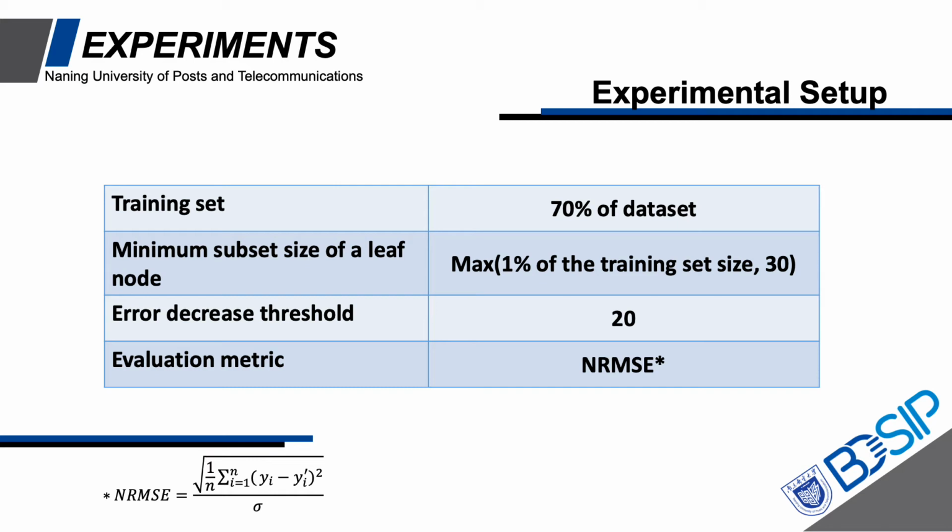The evaluation metric we use in the experiments is normalized root mean square error, NRMSE. The equation of NRMSE is listed below.